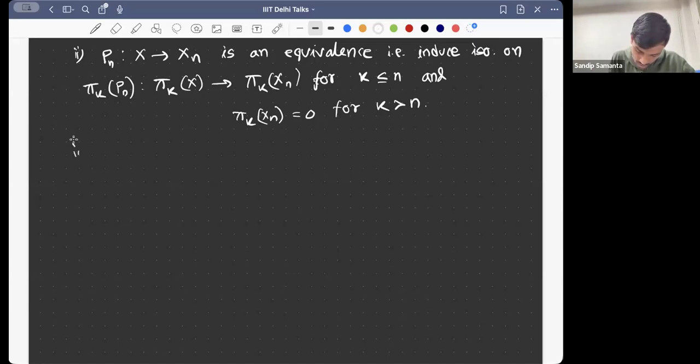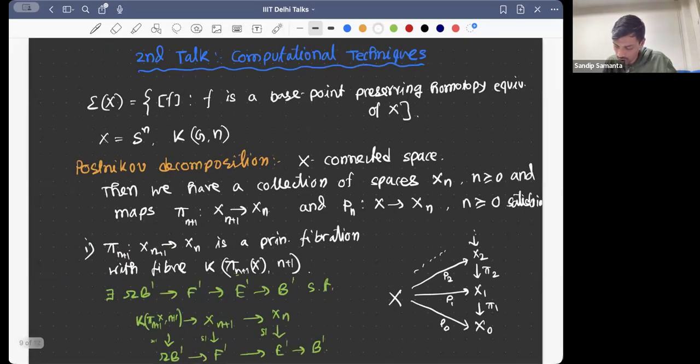So that's the second condition. And the third one is that the diagram commutes, that phi composed with Pn is homotopy equivalent to Pn minus 1. So you just see this: here pi1 composed with P1 is homotopic to P0. Similarly, pi2 composed with P2 is homotopic to P1. So all these triangles commute up to homotopy. These are the three conditions that this collection Xn, Pn, and pin needs to satisfy.